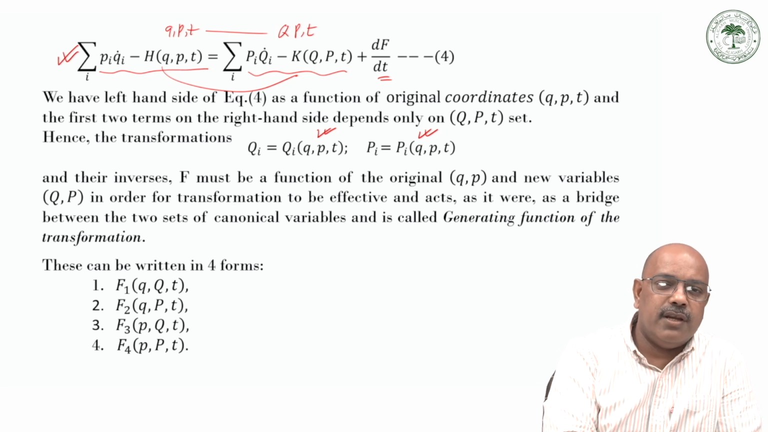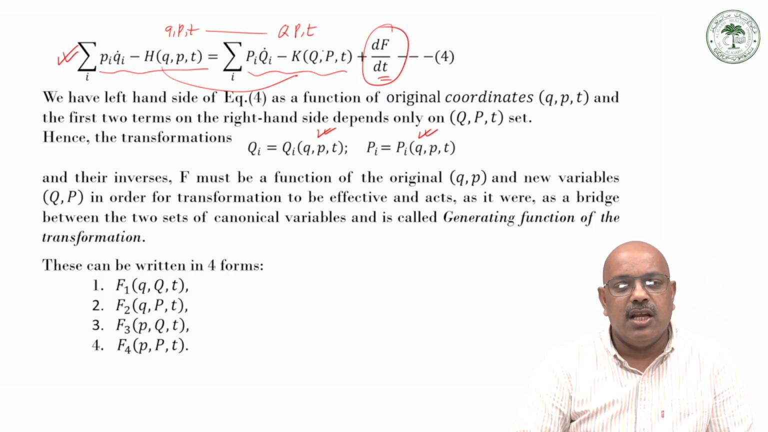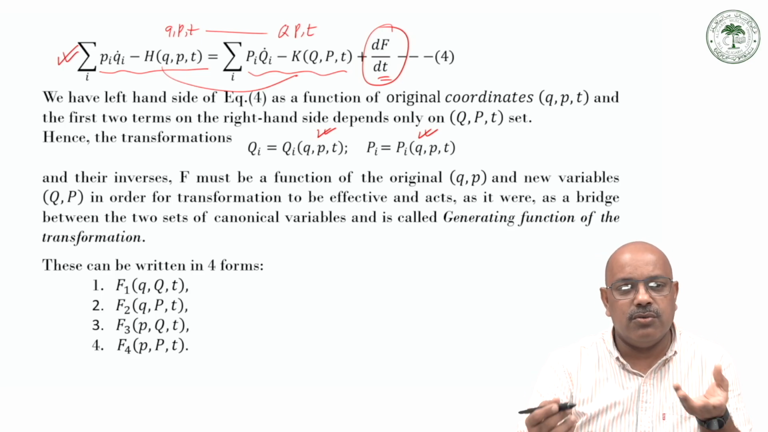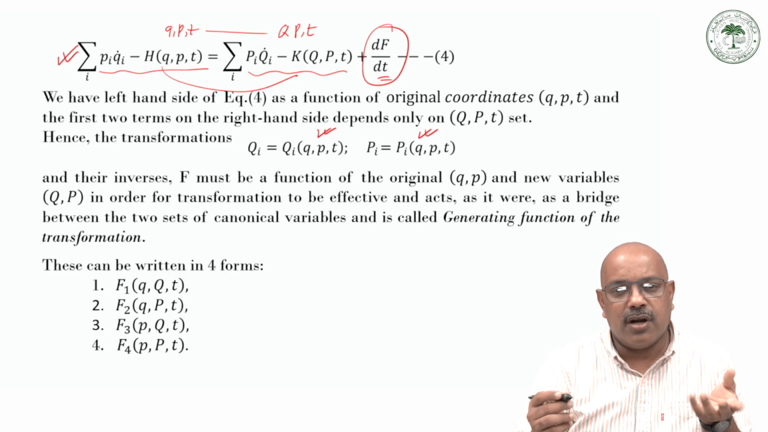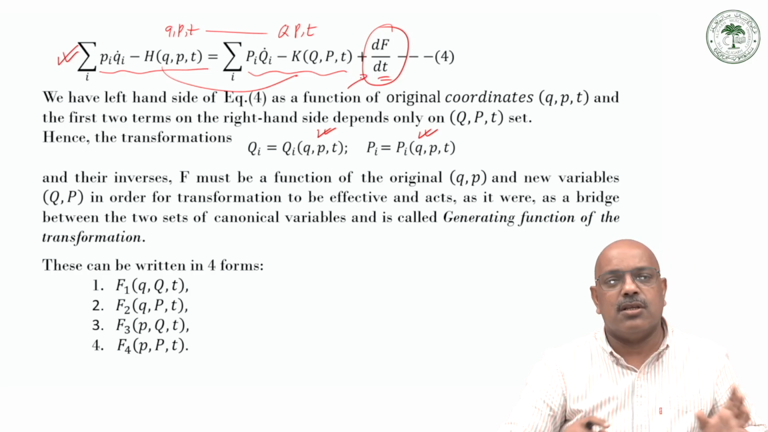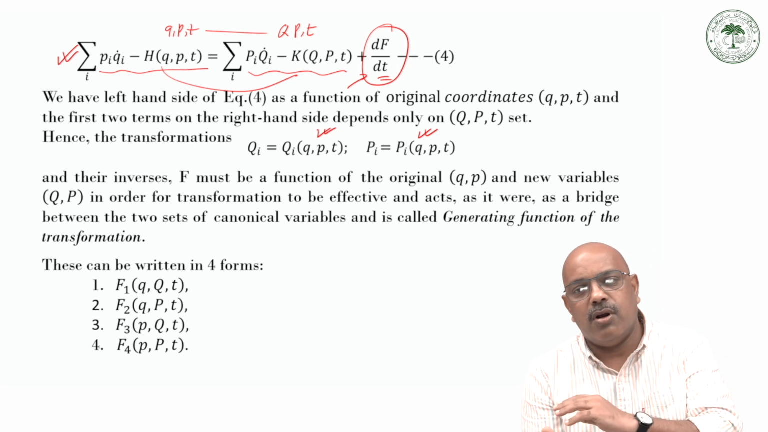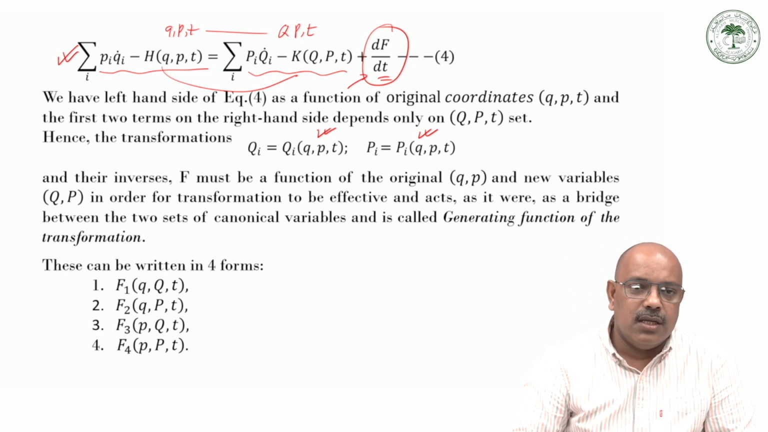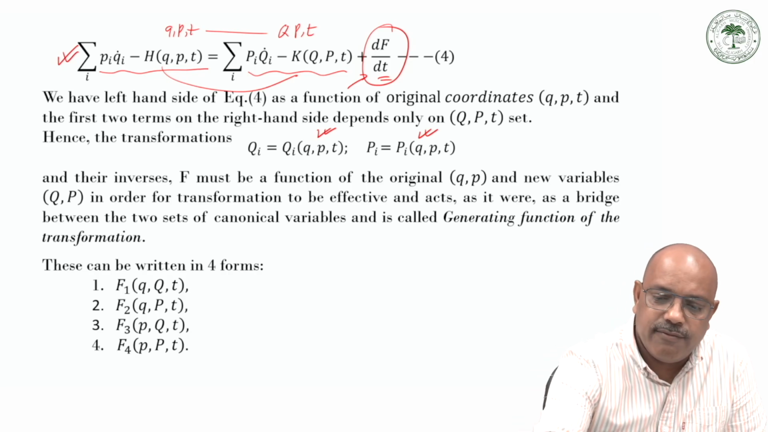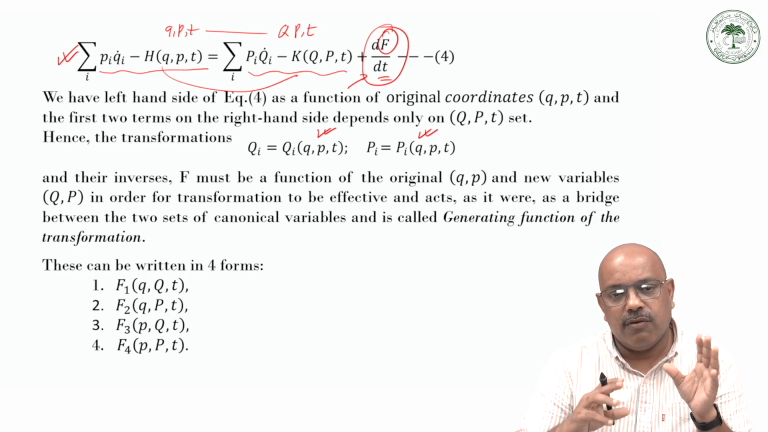Therefore, the third term on the right hand side must be a function of the original q, p and the new variables Q, P, and can have a mix of those for the transformation to be effective. Basically this term acts as a bridge to equate the transformation from the old coordinate to the new coordinate and from the new coordinate to the old coordinate. So these f's depend upon a combination of old and new coordinates.